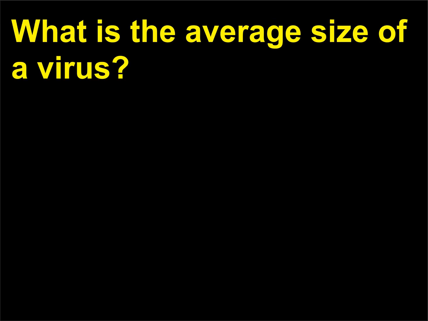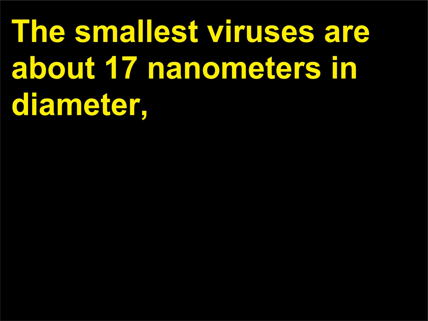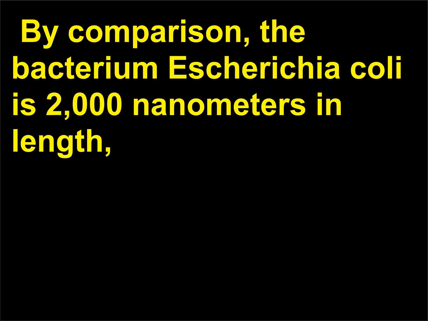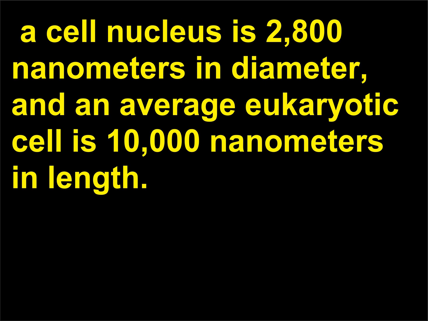What is the average size of a virus? The smallest viruses are about 17 nanometers in diameter, and the largest viruses are up to 1000 nanometers, 1 micrometer, in length. By comparison, the bacterium Escherichia coli is 2000 nanometers in length. A cell nucleus is 2800 nanometers in diameter, and an average eukaryotic cell is 10,000 nanometers in length.